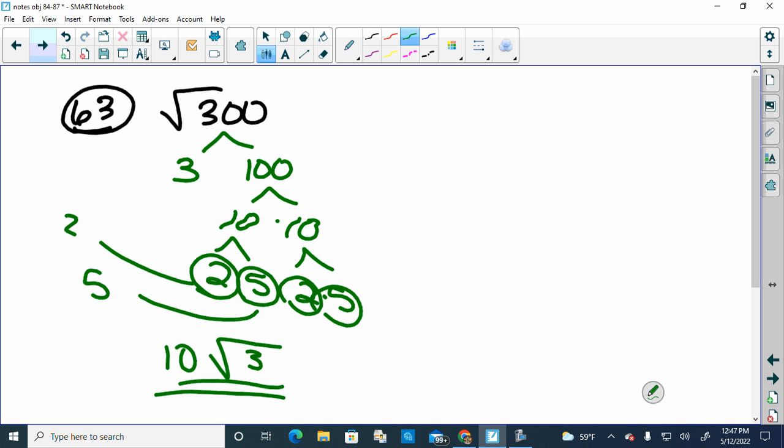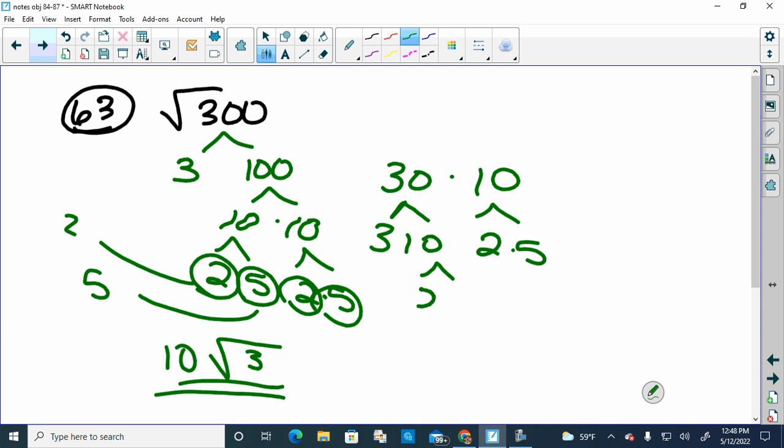3. Okay, there's your answer. So if you catch it, you get to stop early. If you don't catch it, you're still going to get to the same answer. And even if I decided to break this down, you don't need to write this next one, and I went 30 times 10, I would get 2 and 5, and then 3 and 10, and another 2 and 5. I'm still going to get to the same spot, where I have a pair of 2s and a pair of 5s. It doesn't matter how you break these down.